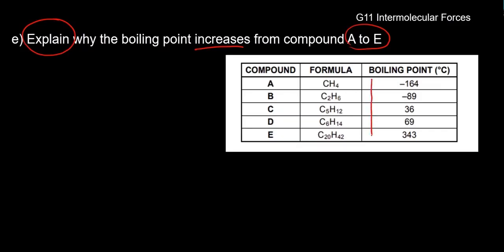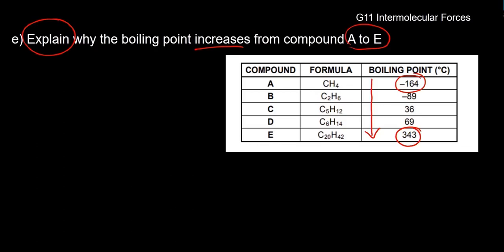So if we look down the table from A to E, we can see that the boiling point is increasing. It starts at negative 164 degrees Celsius and it ends, therefore, at compound E at 343 degrees Celsius. So what is happening here?